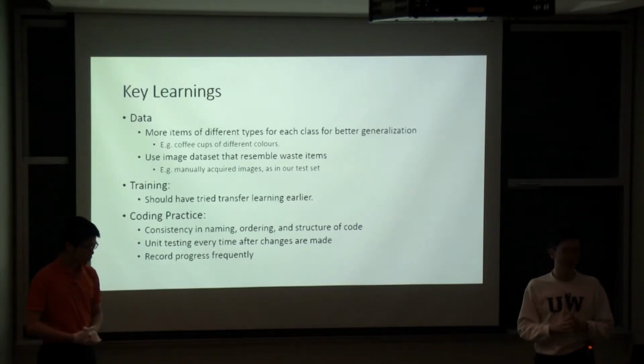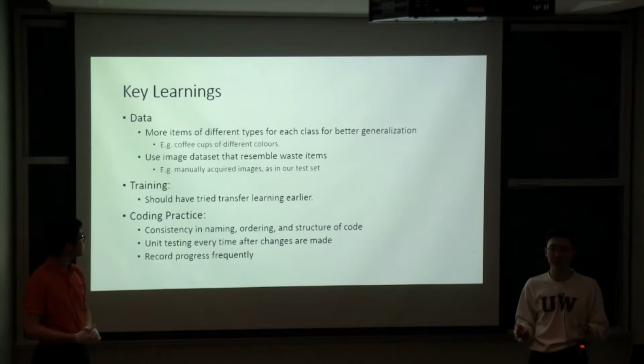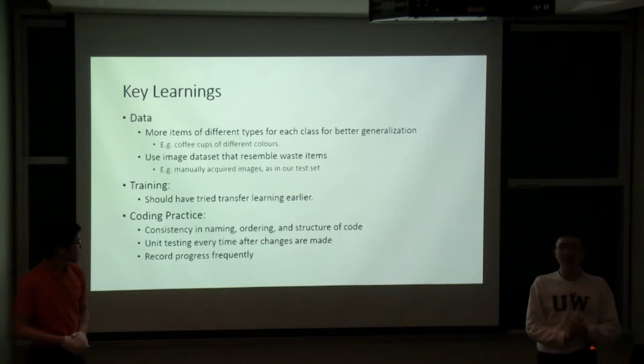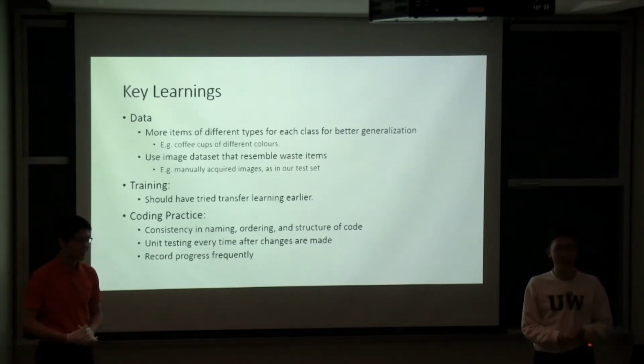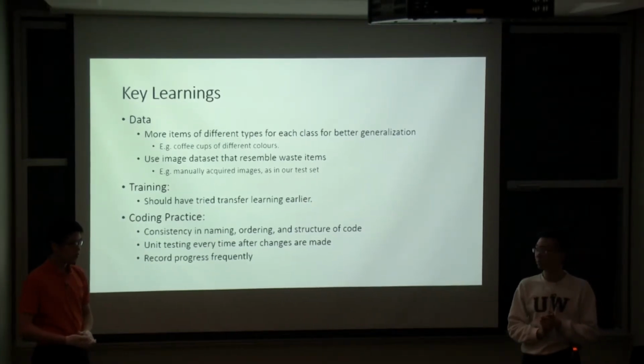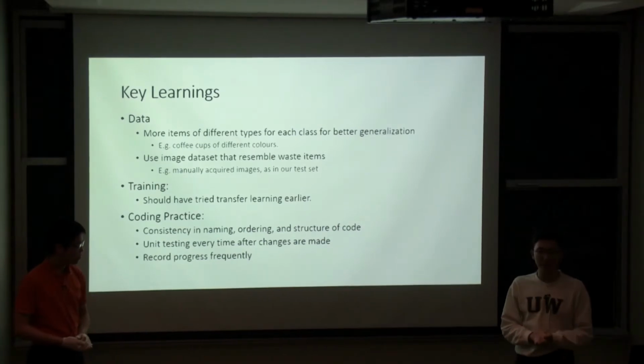And also in our training data, they were all nice-looking pictures, whereas in the test data, or pictures that will be actually inputted into the model, they were pictures of waste. And next time, we would also like to try transfer learning much earlier, because as you saw, the validation accuracy was much higher, and it was able to be trained much faster.